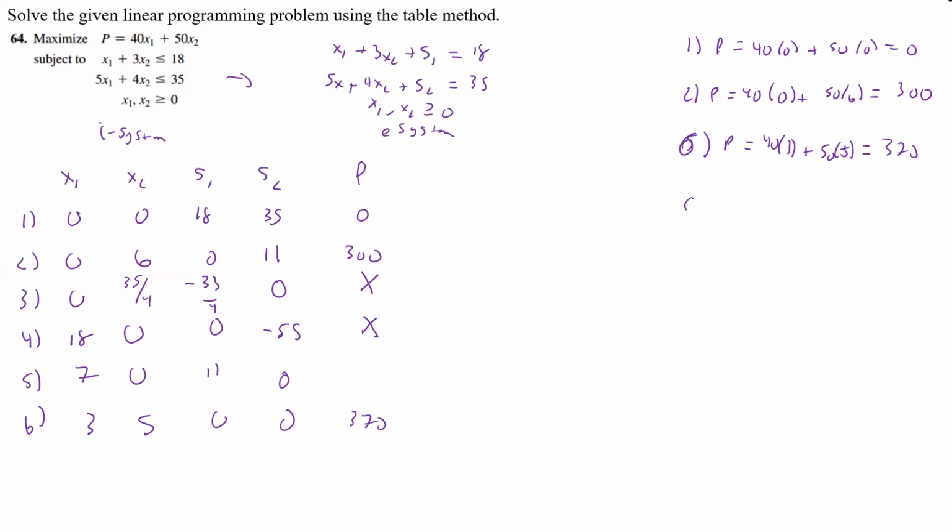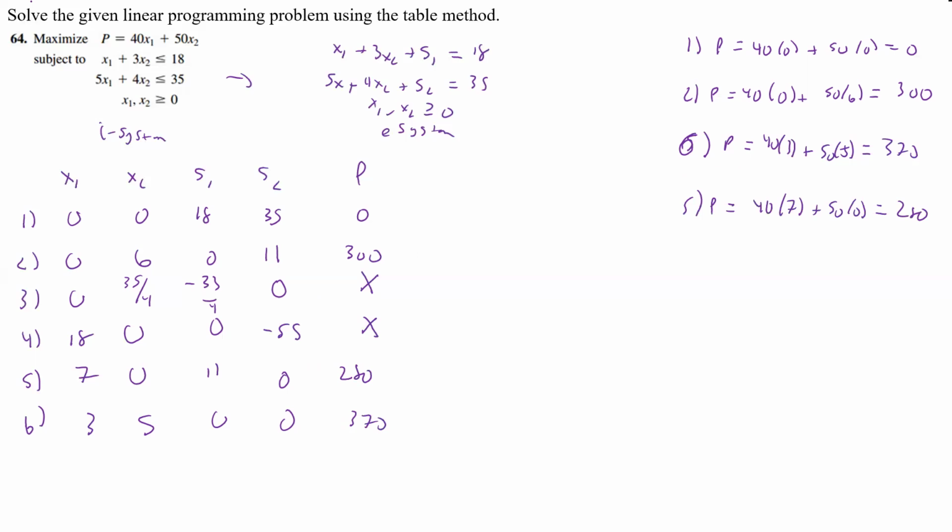And now let's do the other one. So P is equal to 40 times 7 plus 50 times 0. And that's going to be what? 280. And so that's 280. All right, so if you put them in the right order, you get the right numbers. But anyway, we still get the right values at the end.